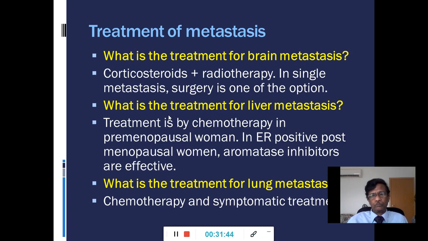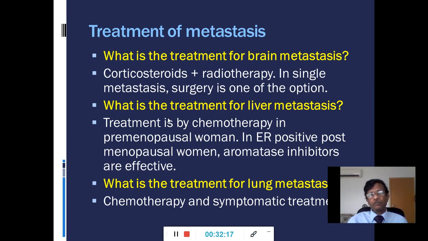Treatment is by chemotherapy in premenopausal women. In ER positive postmenopausal women, aromatase inhibitors are effective. Yes. In a liver metastasis, usually soft tissue metastasis, they should receive chemotherapy, and skeletal metastasis should receive hormone therapy because it is effective there, and in soft tissues, chemotherapy is effective. What is the treatment for a lung metastasis? Chemotherapy and symptomatic therapy. Right.